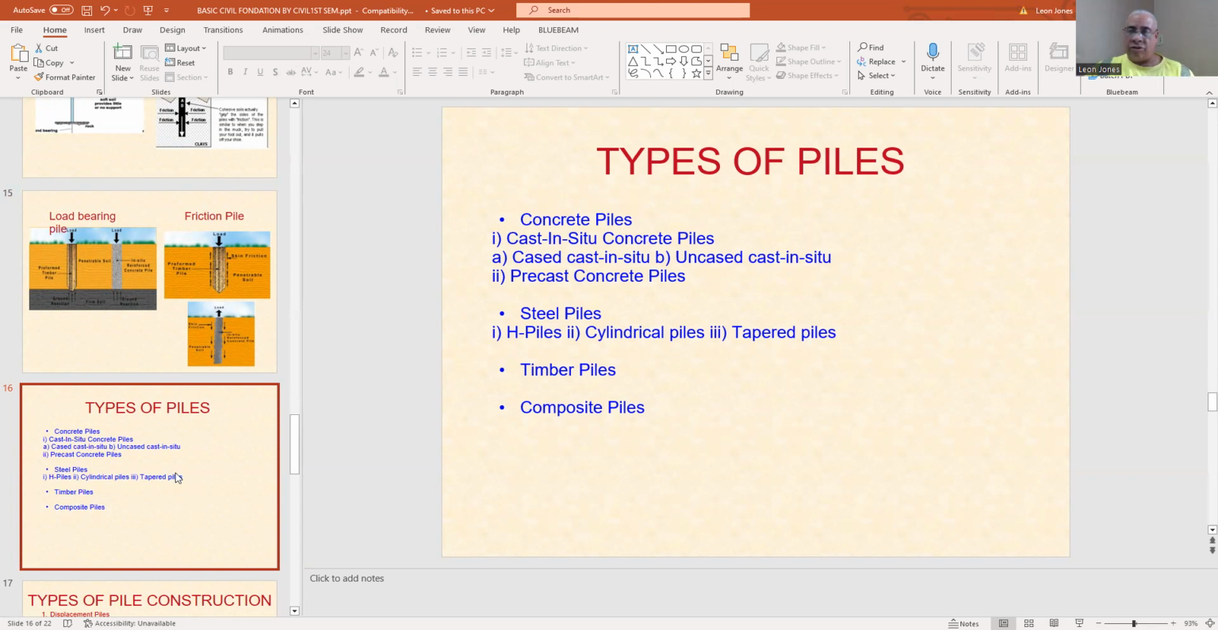Then you have steel piles. You see a lot of those out there, especially when they're putting in a bridge. You can call them H piles, I piles, they're H piles. Then you also have your cylindrical piles and your tapered piles, timber piles, composite piles.